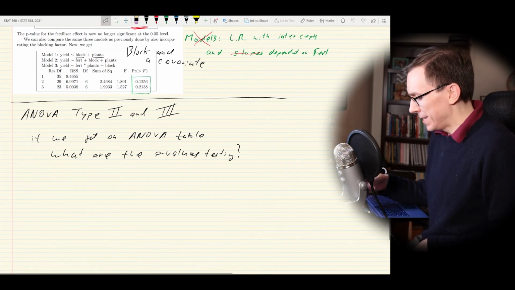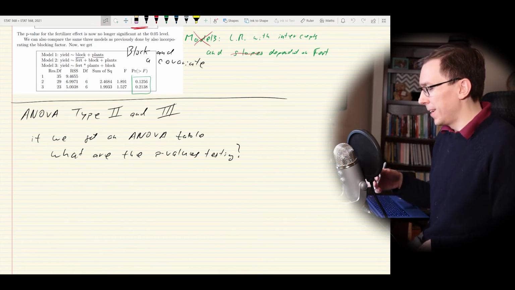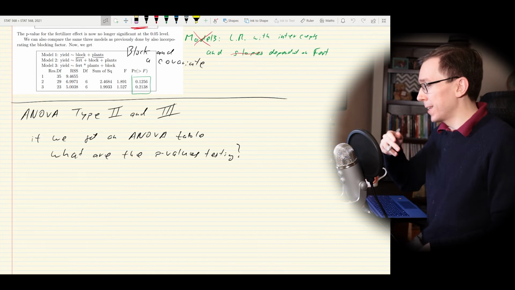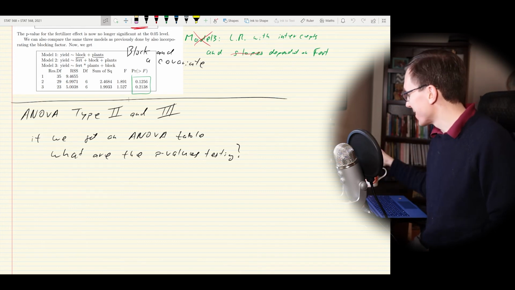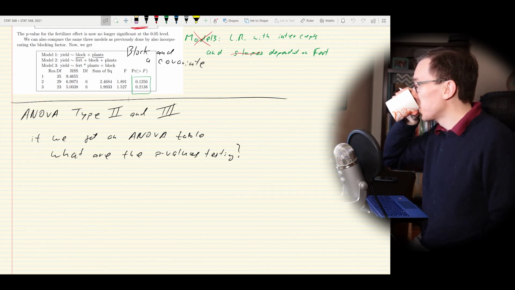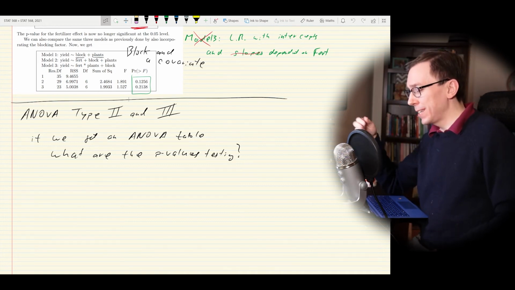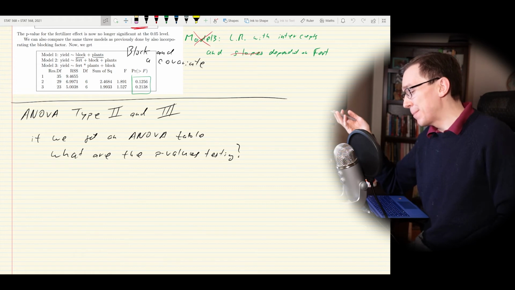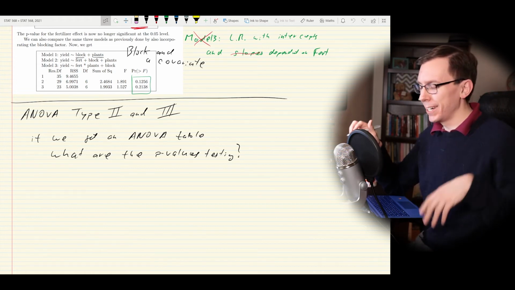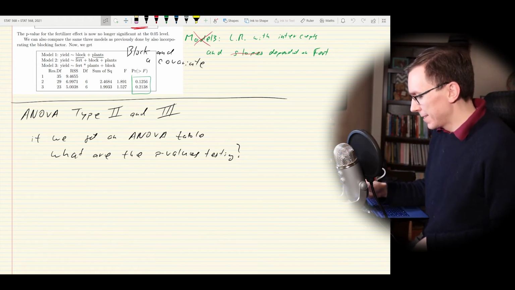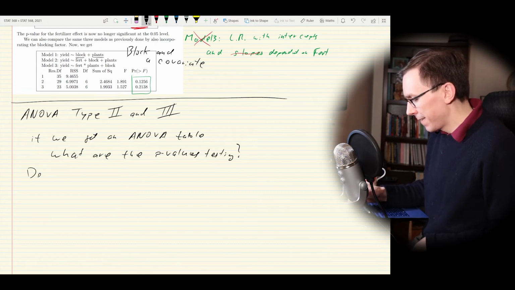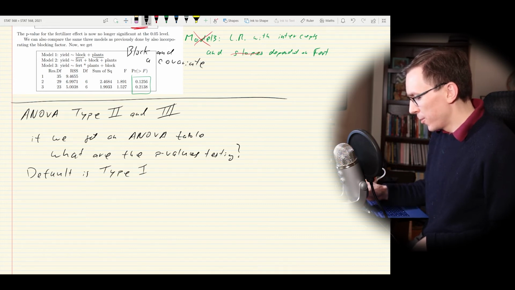Now, if I just typed in summary on an AOV model like we've been doing for this course, excuse me for a second. If I were to just type in summary like we were doing for the AOV models, then I'm going to get, I guess, a type 1 ANOVA. So the default is type 1 or sequential testing.